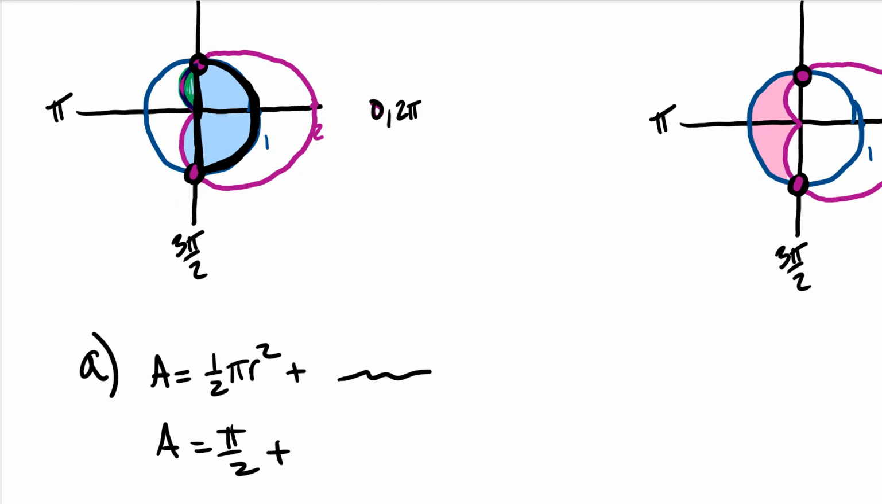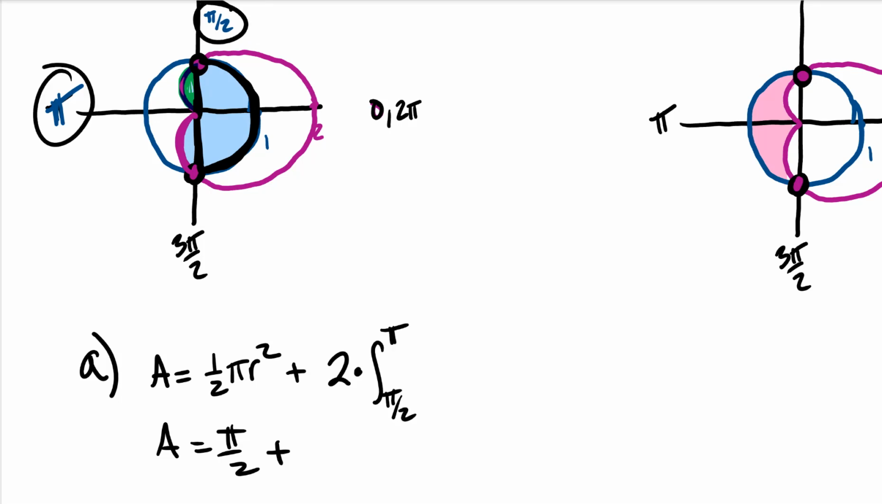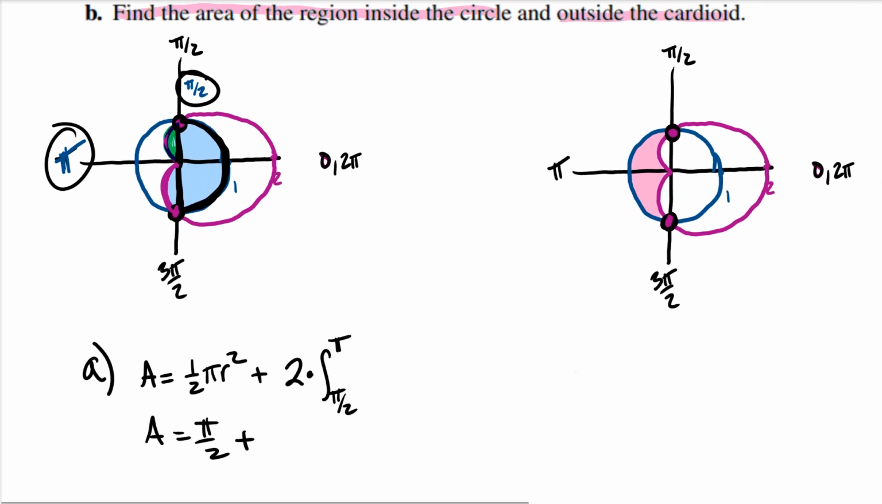We need to find what's inside of here. That has nothing to do with the circle. That is just the cardioid, from pi over 2 to pi. And then we'd have to go even further to here. But why would we do that? It's symmetric. Even though my picture doesn't look like it's symmetric, it's symmetric. So we could say that this is actually just 2 times the integral from pi over 2 to pi of the cardioid. And what was the cardioid? 1 plus cosine of theta.